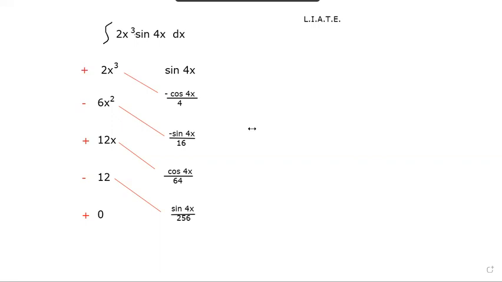So here, negative 2x cubed times cosine 4x over 4. I'm going to go ahead and reduce this. Negative x cubed times cosine 4x over 2. If we look at it, we know that 2 divided by 4 is 1/2, so we're going to put that in there. I'm going to come back and put the exponents in.